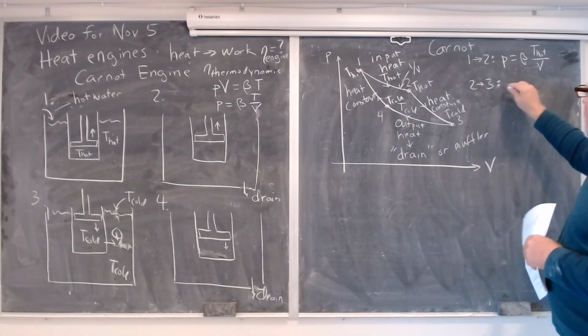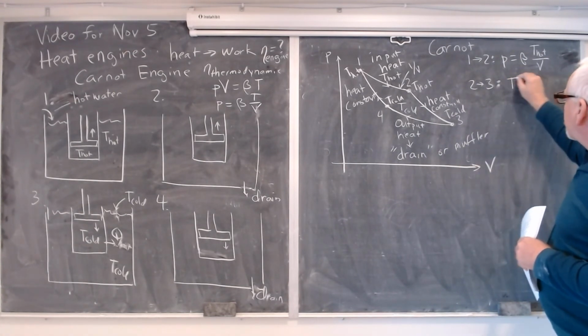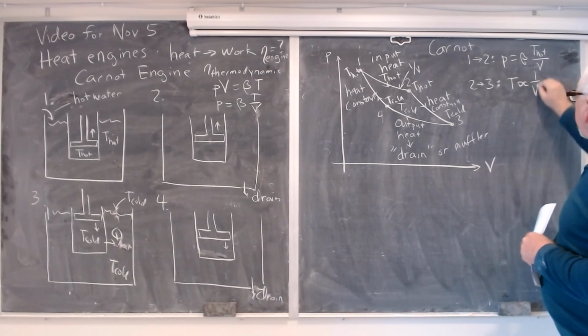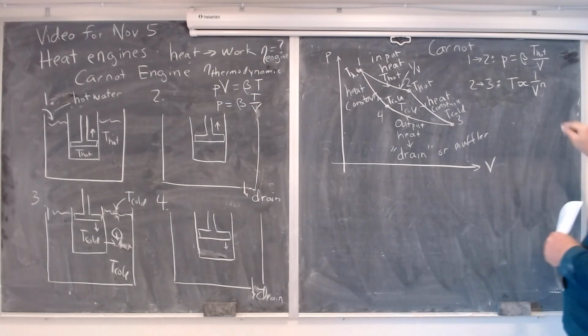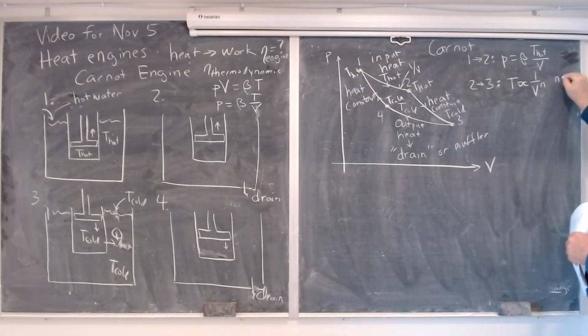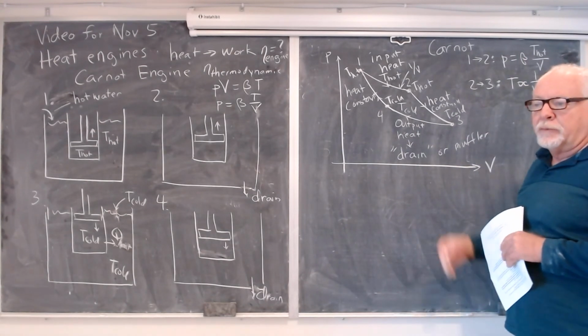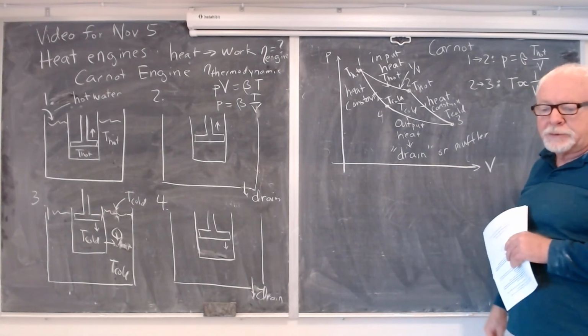So I'm just going to tell you that from 2 to 3, the temperature is going down as 1 over V to the n, where n is some constant, less than 1. And that constant n depends upon what type of gas it is. And there's some more discussion in the notes. For pure air, it's around 0.4.